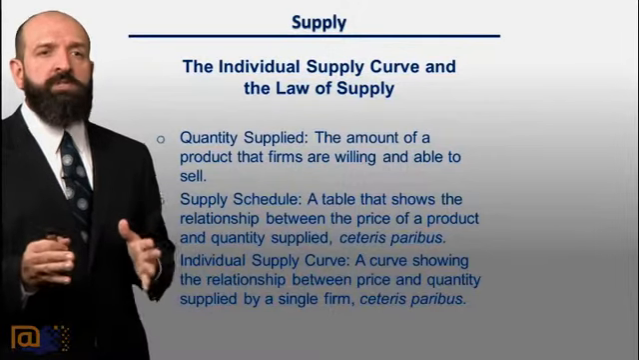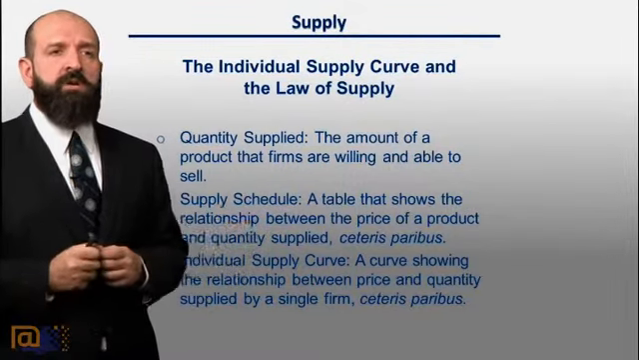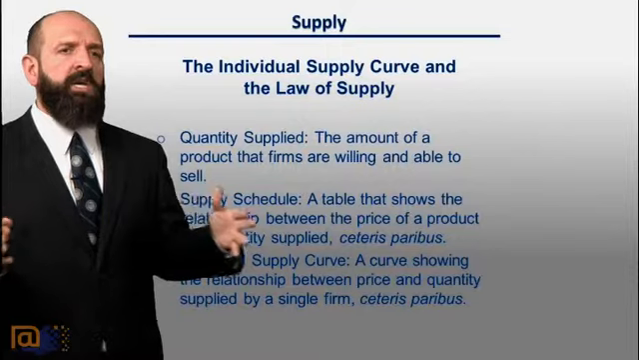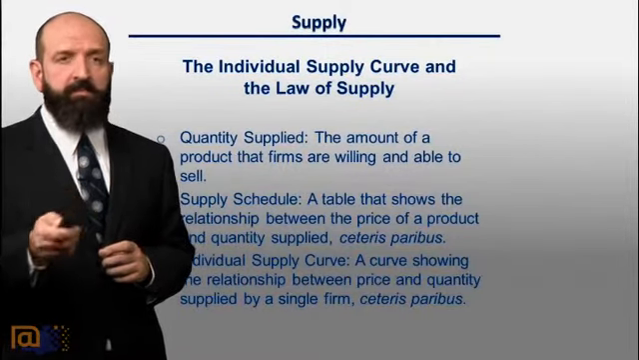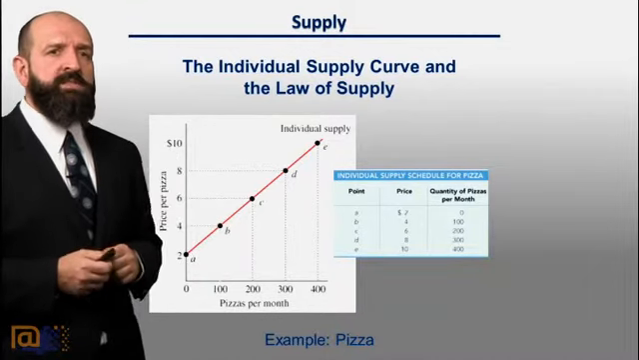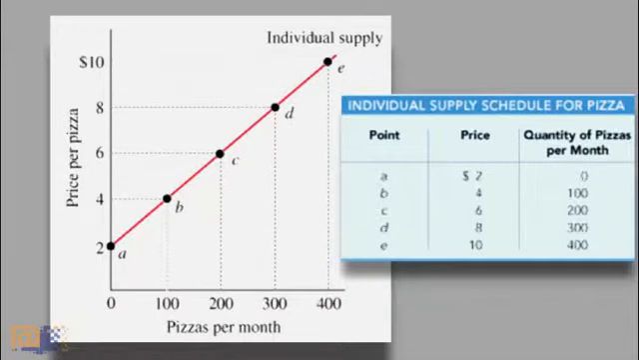To go from the individual supply curve to the market supply curve, all we have to do is essentially add up all the quantity supplied by the firms in the market. This is a graphic representation of the quantity supplied versus price, known as the supply curve. As you see, it is upward sloping, and individual supply is represented by points A, B, C, D, and E, showing that the higher the prices in the market, the more pizzas, in this case, will be supplied.